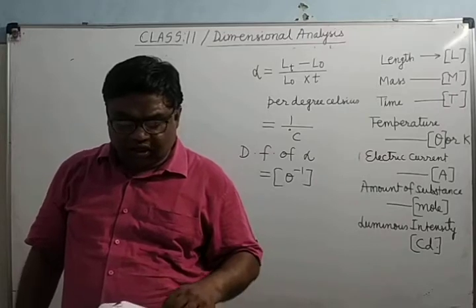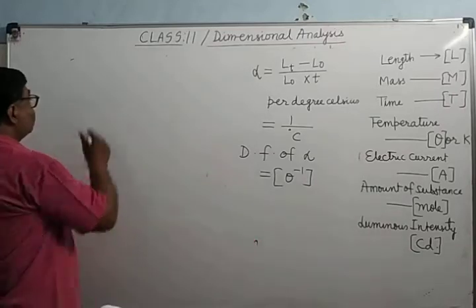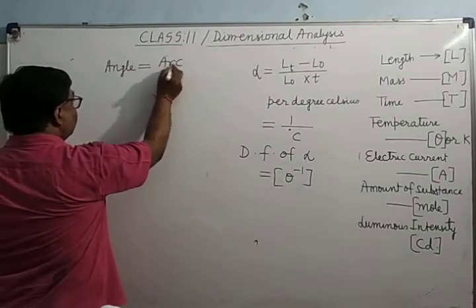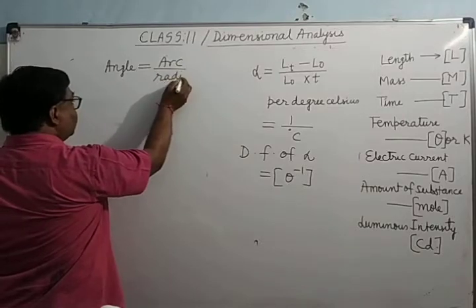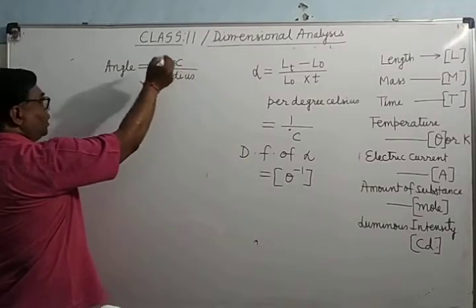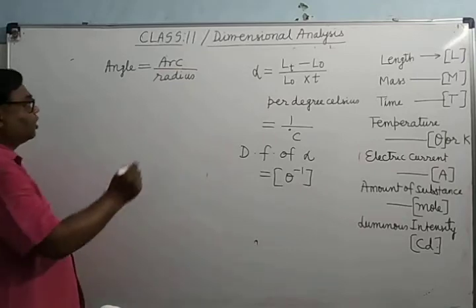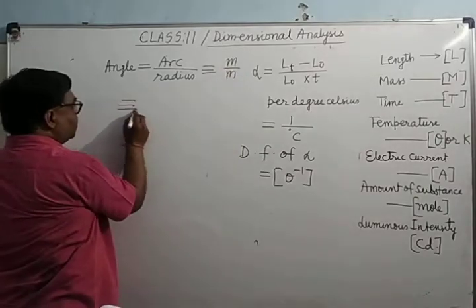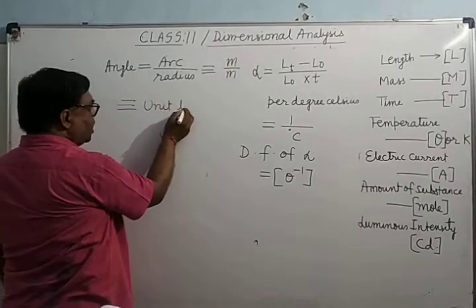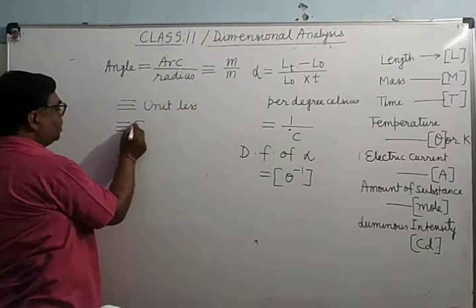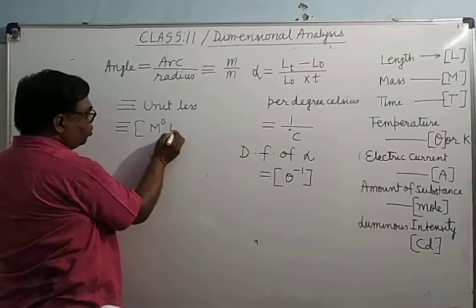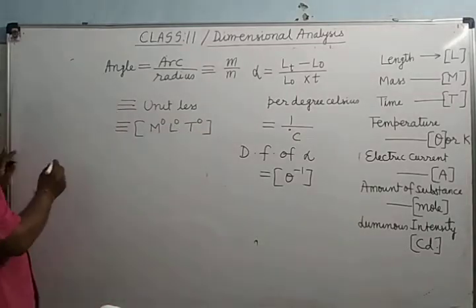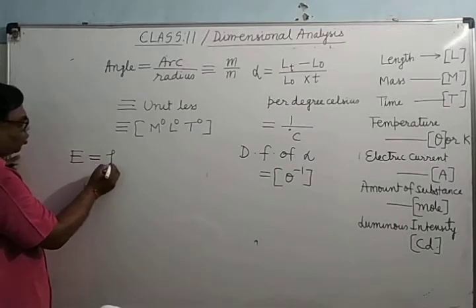So you can see here, what is angle? Angle equals arc upon radius. Arc is the part of the circumference. So it is length upon length, meter upon meter, which means unitless. And unitless means it will be dimensionless. Dimensionless means M0 L0 T0. It's clear?